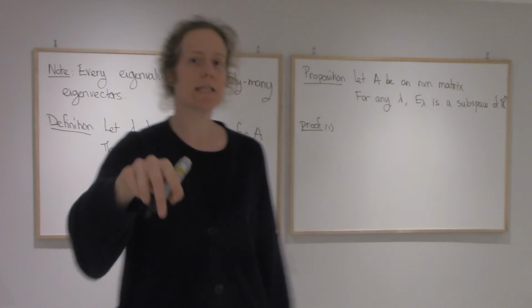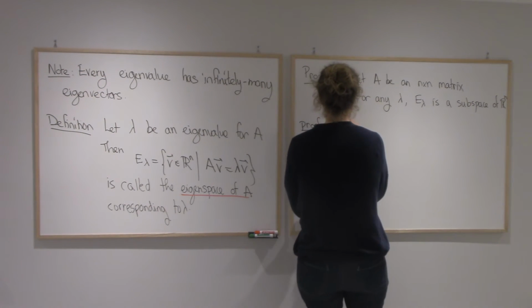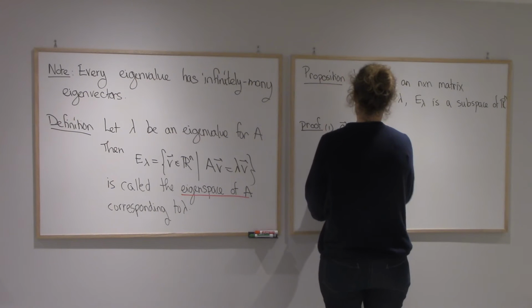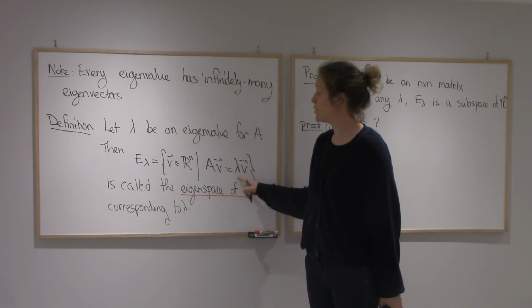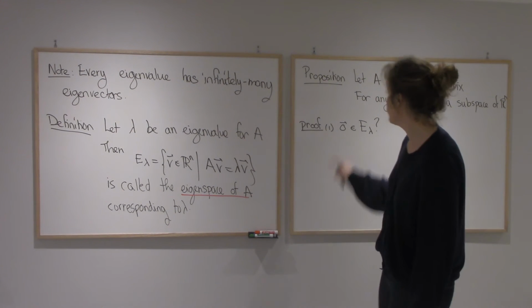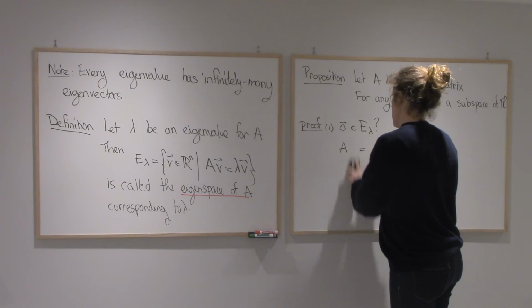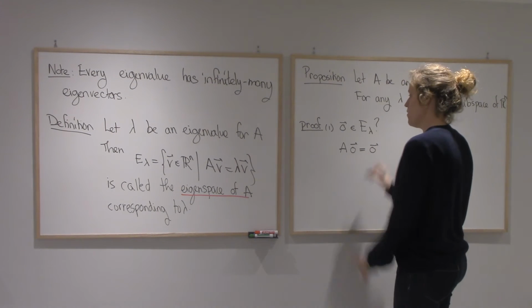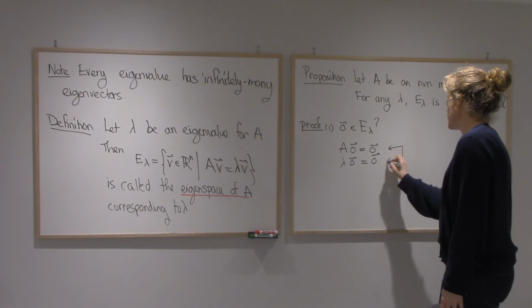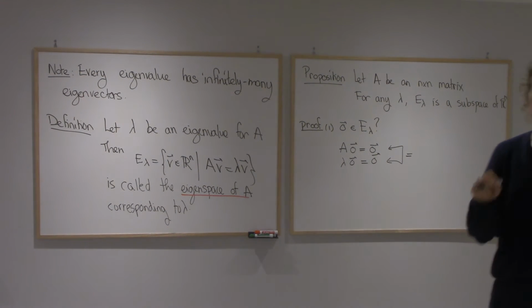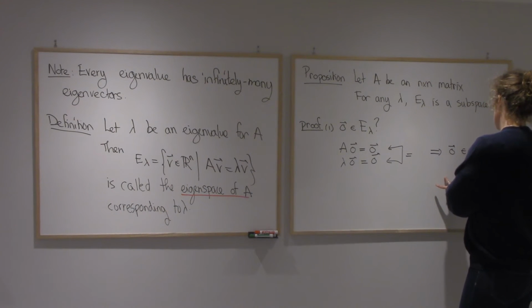First property, what is it? The zero vector must be in it. Right, so this is the condition of membership in this set. I'm going to test it on V equal to the 0 vector. So if I take A times 0, well, that's going to be 0. And if I take lambda times 0, that's going to be 0 as well. These are the same. So the vector 0 is indeed in E lambda.